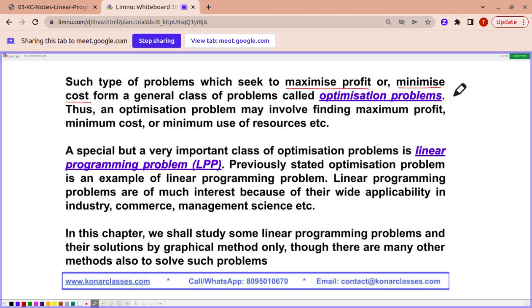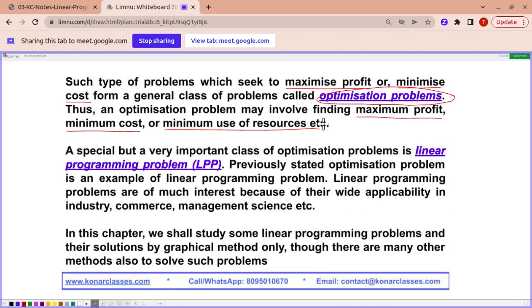Okay, in one statement we can say it is an optimization problem. Thus, an optimization problem may involve finding maximum profit or minimum cost, or it could be minimum use of resources. When we want to achieve some result by using the resources, our target will be how we can achieve the result using minimum number of resources, and also we want to see how we can get the result so that the impact of the result will be maximum. So these are all optimization problems.